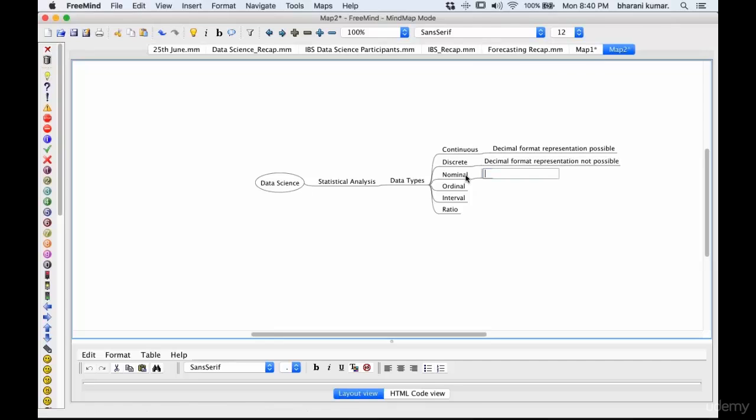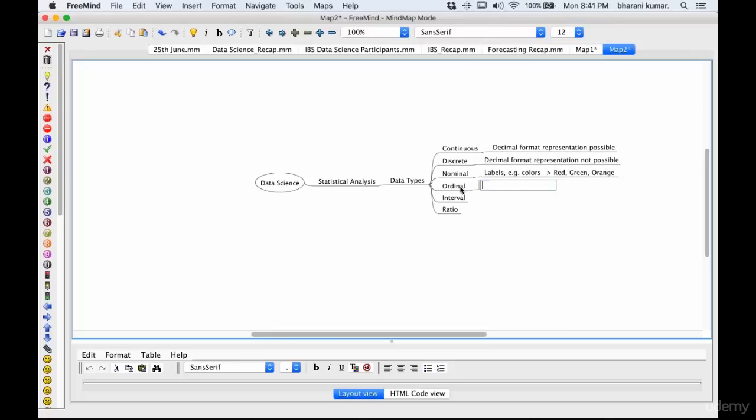Then what is nominal data? If you just have names of something, for example, names of colors, some labels, such as red color, green color, orange color, etc., I cannot reap a lot of information from this kind of data.